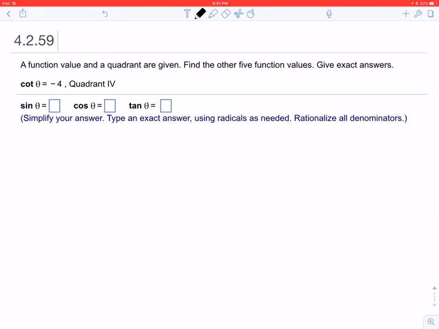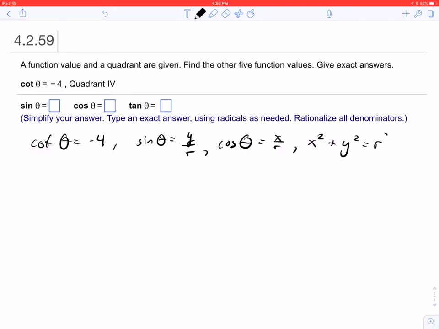Okay, so we have cotan of theta is -4, right? Now let's kind of back up a bit. We know that sine theta is y over r, cosine theta is x over r, and we know that x squared plus y squared equals r squared, right?